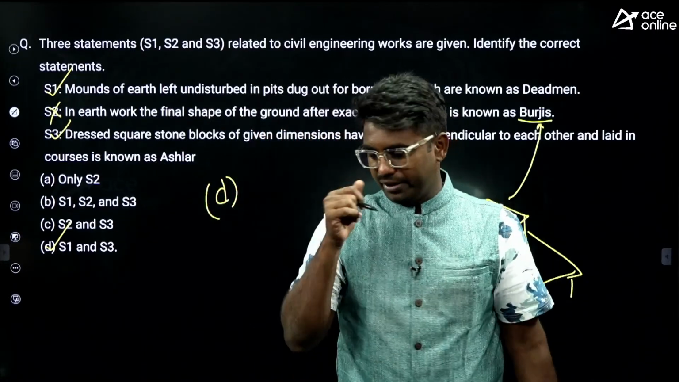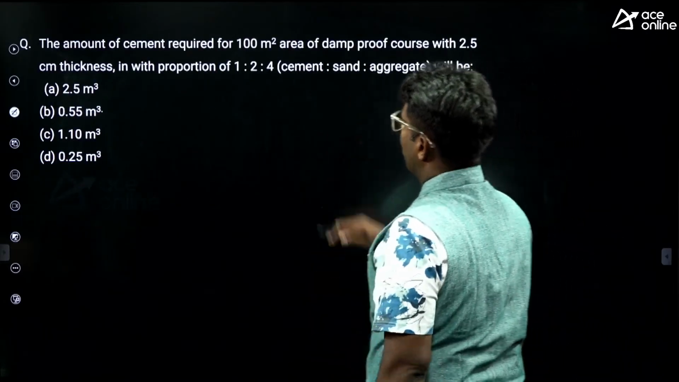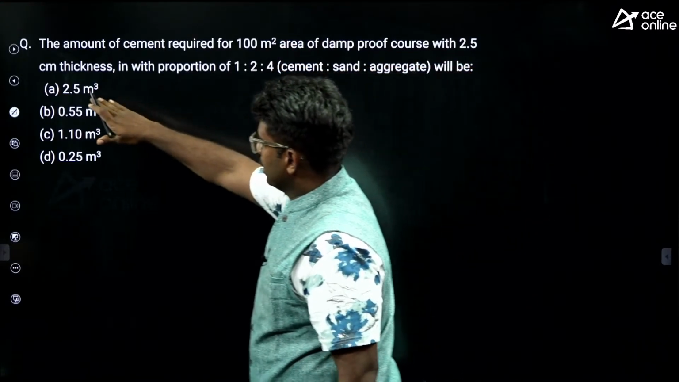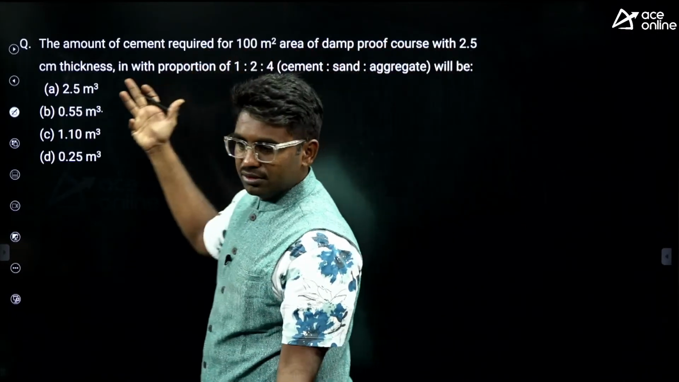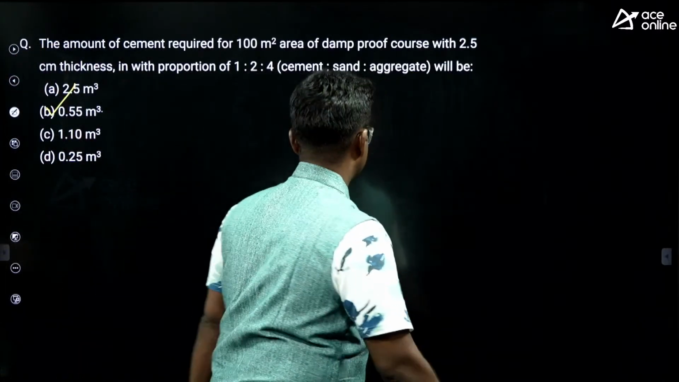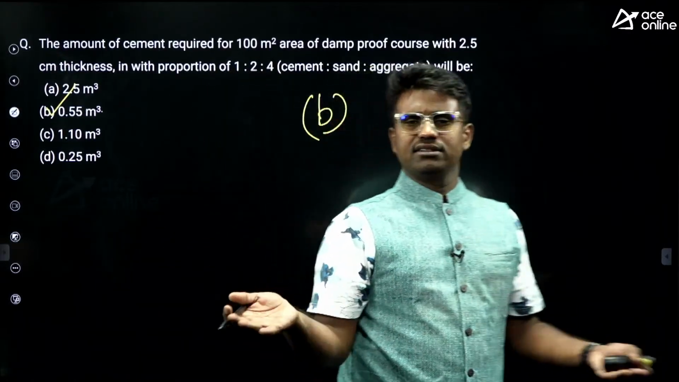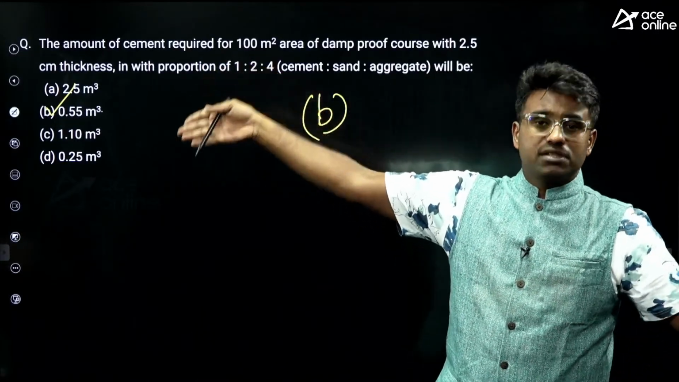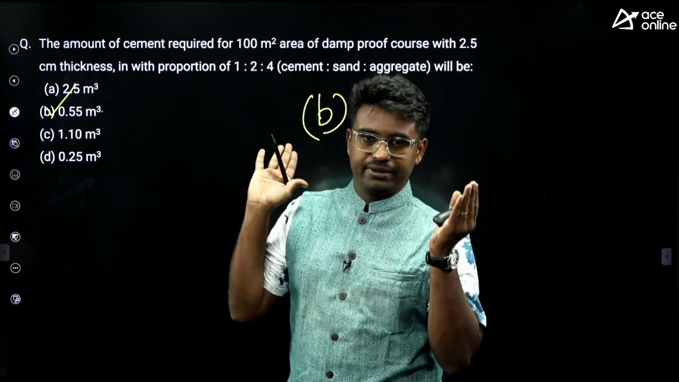Right. The amount of cement required for 100 square meters area of DPC with 2.5 thickness with a proportion of 1:2:4. Again, the same question. That is nothing but 0.55 meter cube. That is the answer, which is B. Same calculation, nothing much. Here also he has asked directly for the amount of cement. How much meter cube of cement is required?